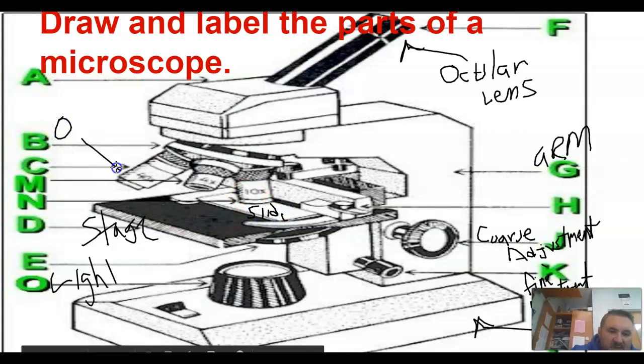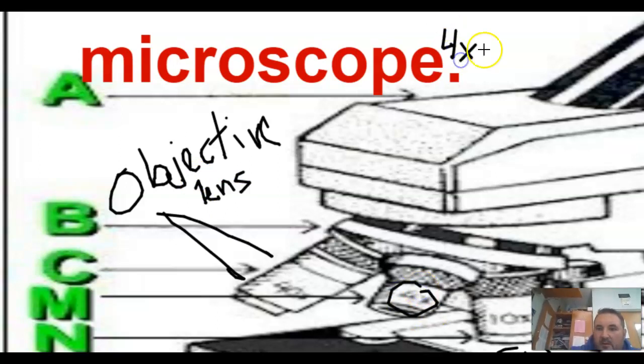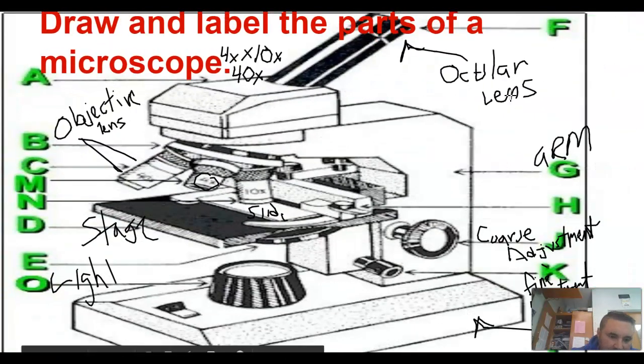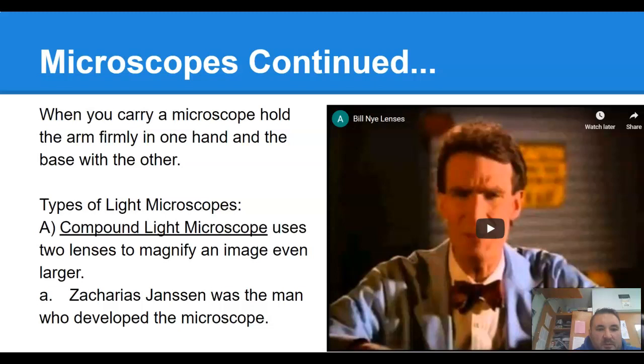These are objectives in here, often called objective lenses. These objective lenses, like this one here, says 4 power. So you have a 4 power multiplied by 10 power. Your total magnification is 40 times larger. When you carry a microscope, you hold one hand on the bottom and one hand on the arm, and that way you don't drop it.